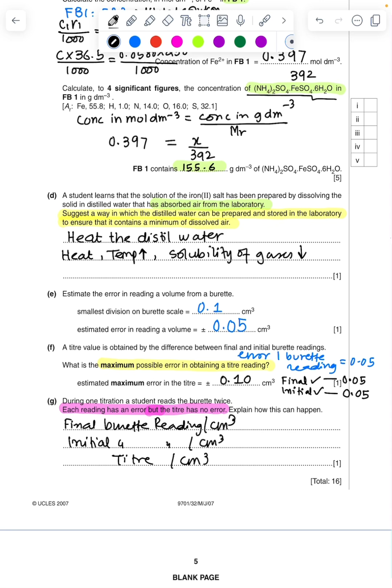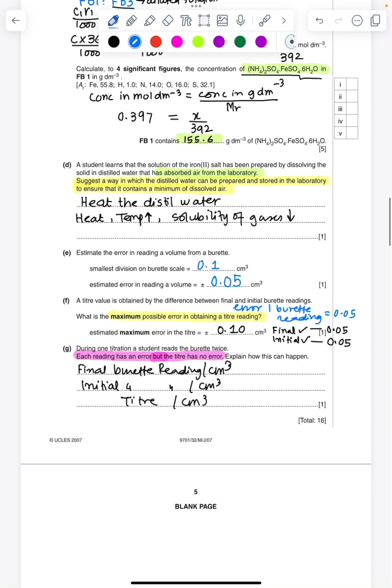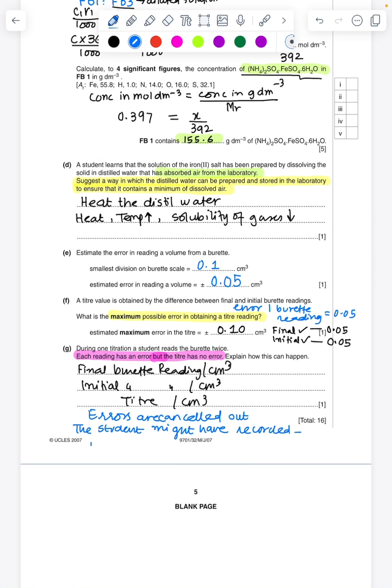That errors are cancelled out, right? So we can assume that the student might have recorded initial and final burette readings both greater, or you can write 0.05 cm cube greater than actual readings.